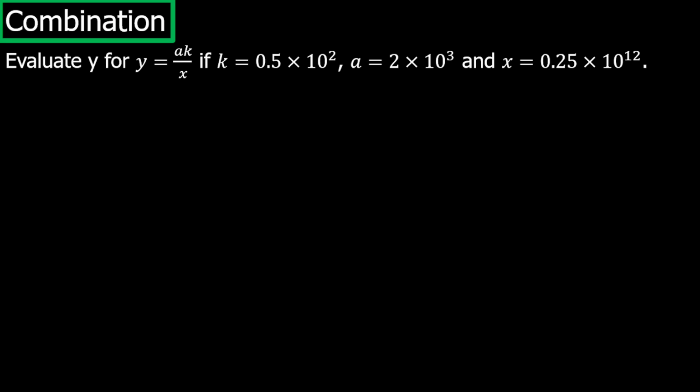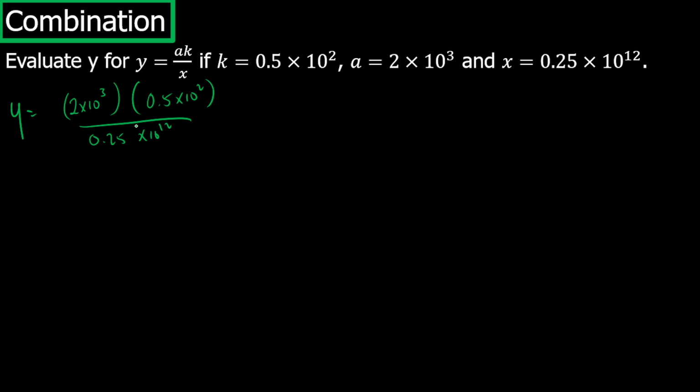Next, we want to deal with division and multiplication at the same time. So say you have this equation, and with these values, again, you just substitute them in. So y equals ak over x. A is 2 times 10 to the power of 3, and then multiply that with k, so 0.5 times 10 to the power of 2, over 0.25 times 10 to the power of 12.